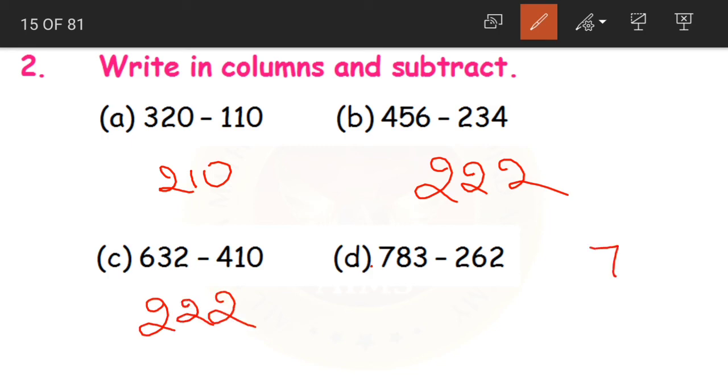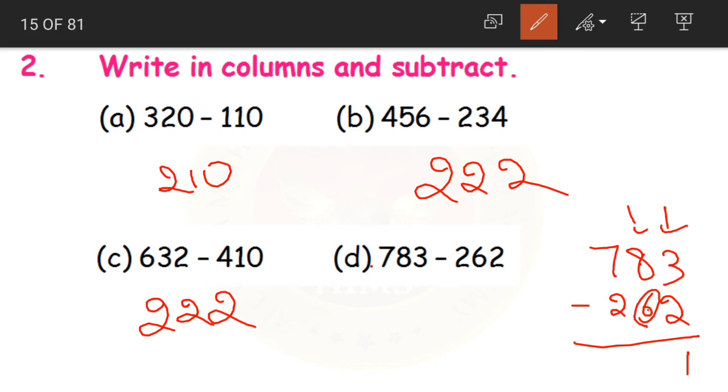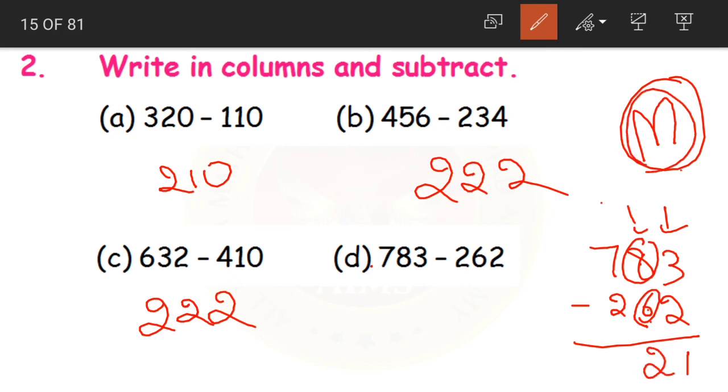The last question is 783 minus 262. Coming to the ones place, 3 minus 2 is equal to 1. Now tens place, 8 minus 6. Keep 6 in mind. After 6 we have 7, 8. Yes, we got our 8, right? So 2 fingers. So 8 minus 6 is equal to 2.